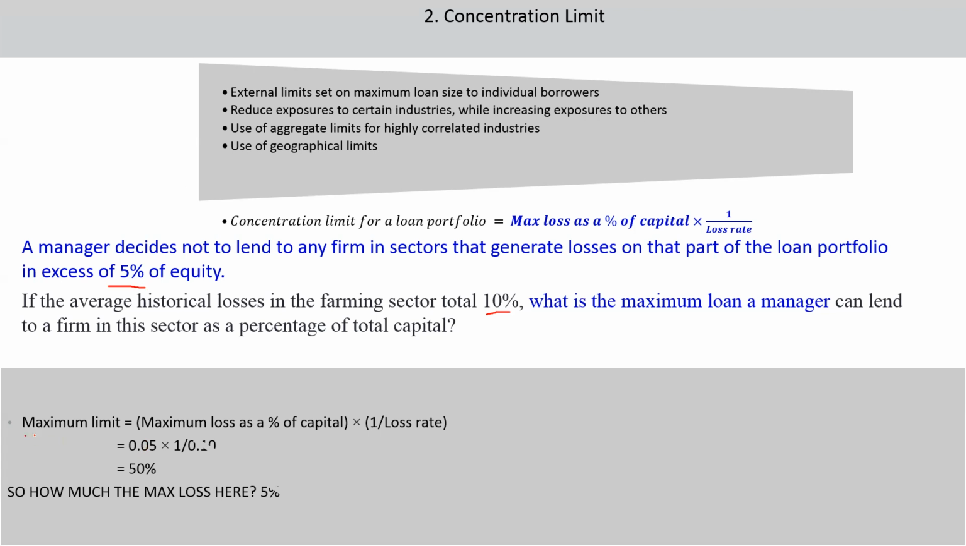So this is the limit, the maximum you should invest from your capital. If the maximum loss you are willing to take is 5% in that industry, you divide it by the loss rate, and the loss rate is 10%, as you can see.